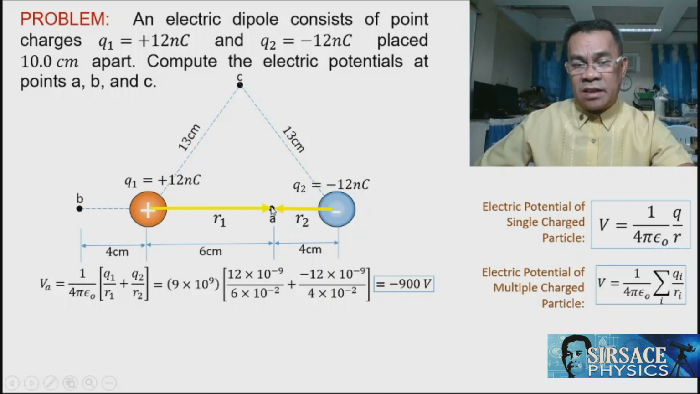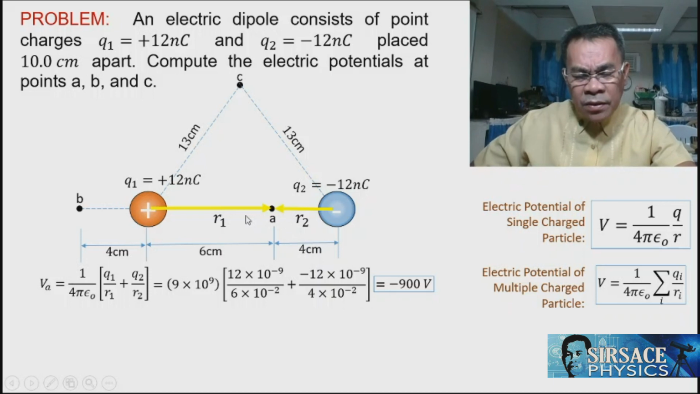It provides a greater negative term compared to a smaller positive value. Therefore, this will provide negative 900. Which means that if the point is close to the negative charge, the potential becomes negative.